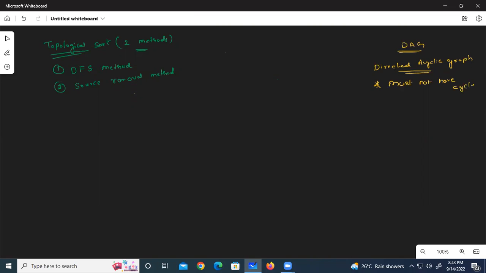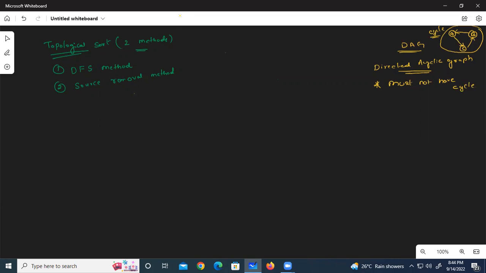I will show you that one also, don't worry. What is a cycle? Suppose, for example, take a graph with vertex A, vertex B, and vertex C. From A to C I connect, from C to B I connect, and from B to A I connect. From A I can go to C, from C to B, and from B back to A. This kind of graph we call a cycle graph. These kinds of graphs cannot be used for topological sort. Understood now?